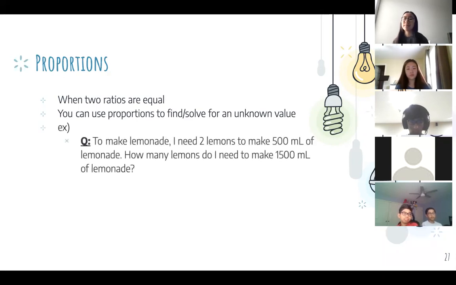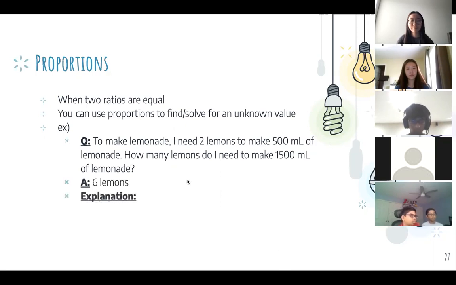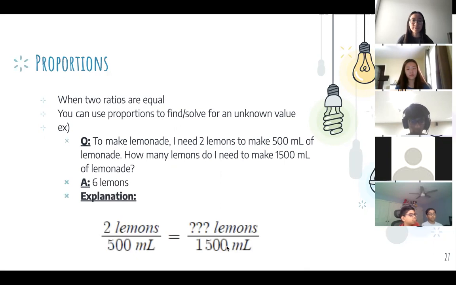So for example, to make lemonade, I need 2 lemons to make 500 milliliters of lemonade. How many lemons do I need to make 1,500 milliliters of lemonade? What equation would you set up for this problem? Yep, that's perfect. And if you solve that one, you get 6 lemons.